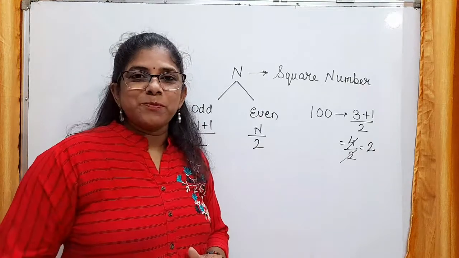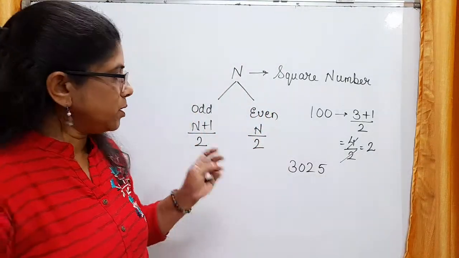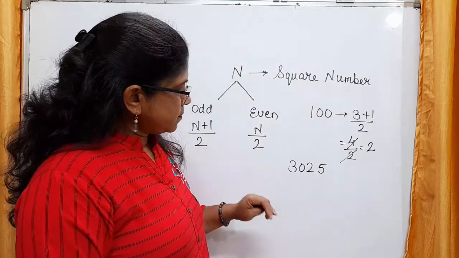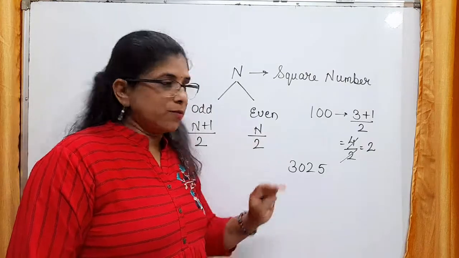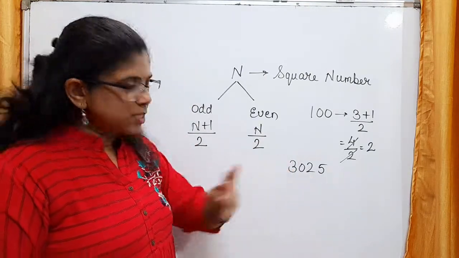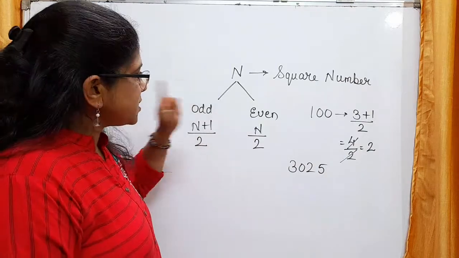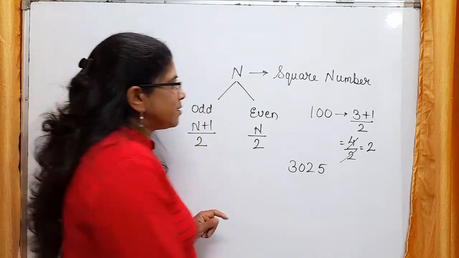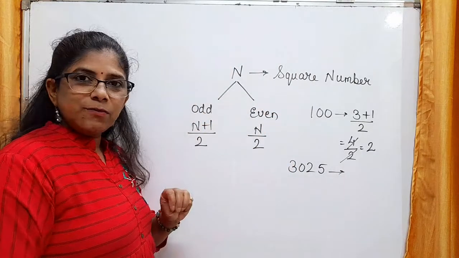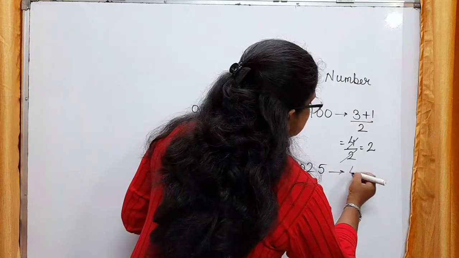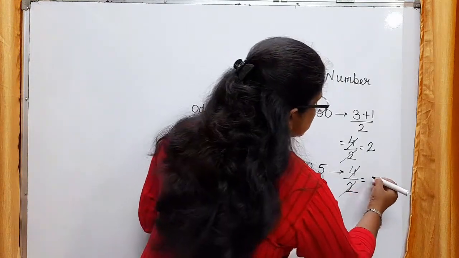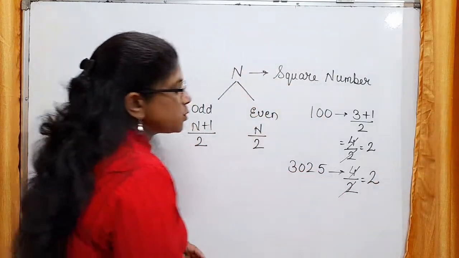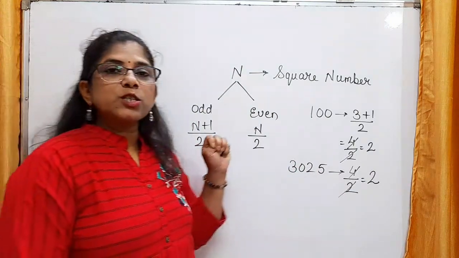Now let's check one more example. 3025. It is a perfect square. It's the square of 55. Now 3025. Here the number of digits is 4. It's an even number. So how to find the number of digits in its square root? Here it is even. 4 divided by 2. 2 ones are 2, 2 twos are 4. So this is how to find the number of digits in the square root.